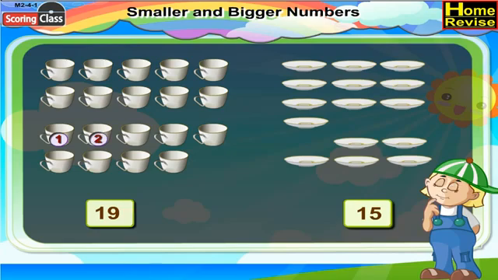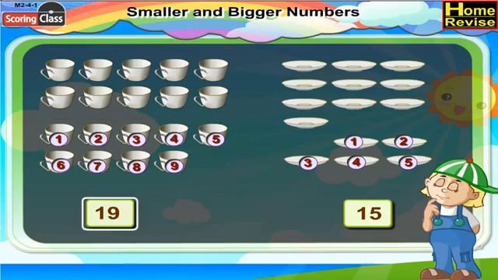1, 2, 3, 4, 5, 6, 7, 8, 9. 9 cups are remaining. Now let us count the remaining saucers. 1, 2, 3, 4, 5. 5 saucers are remaining. Now 9 is bigger than 5, which means 19 is bigger than 15.